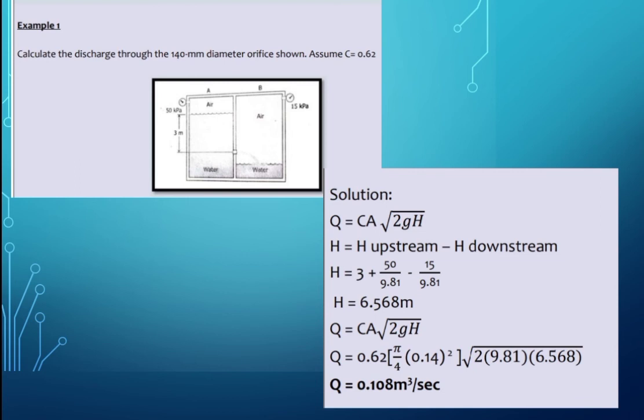Next, let's solve for the Q. We have Q is equal to C times A multiplied by the square root of 2 times the gravity times the height. So we have 0.62 multiplied by pi over 4 multiplied by 0.14 squared times the square root of 2 times the gravity, which is 9.81, and the height of 6.568, for the total of 0.108 meters cubed per second.